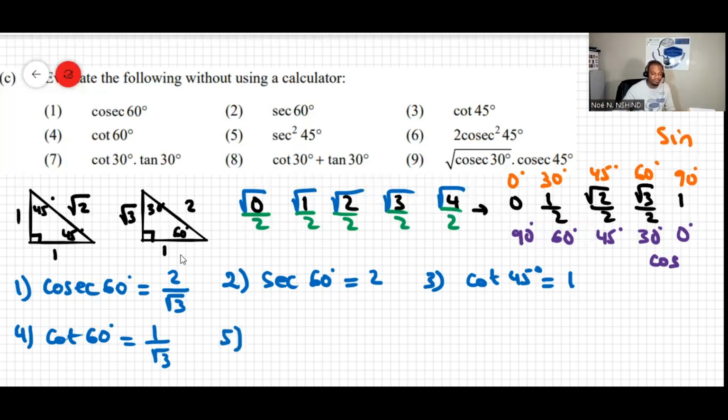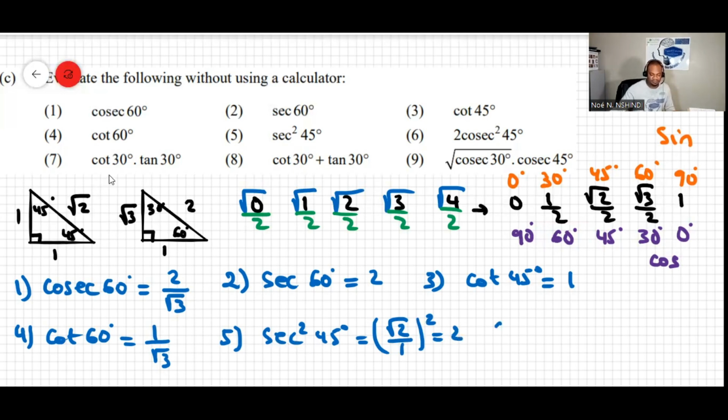Okay, 5 will be sec squared of 45 degrees. So sec of 45 is going to be, sec is the inverse of cos, so cos is adjacent over hypotenuse, 1/√2. Now because it is the inverse of cos, it's going to be √2/1. So it's going to be √2/1 all to the power of 2, which is just 2, because the power of 2 will cancel the roots. And the answer will be that.